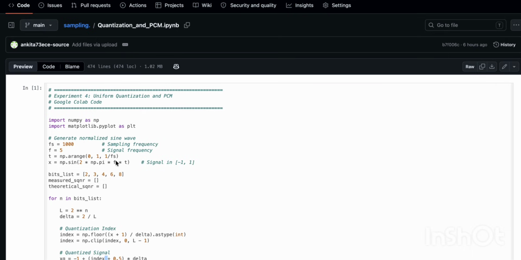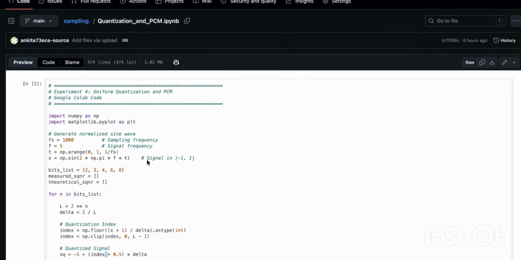Next, I generate the original analog signal. Here the sampling frequency is set to 1000 Hz, meaning 1000 samples are taken every second. The signal frequency is 5 Hz, so the sine wave completes 5 cycles in 1 second. The variable t represents time and x stores the normalized sine wave whose amplitude varies from -1 to +1.